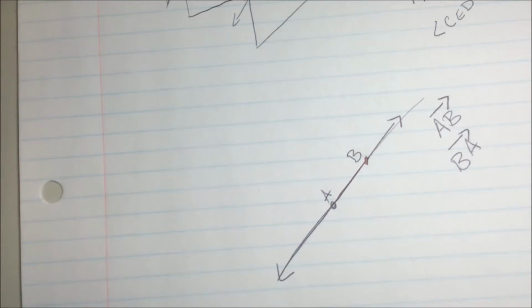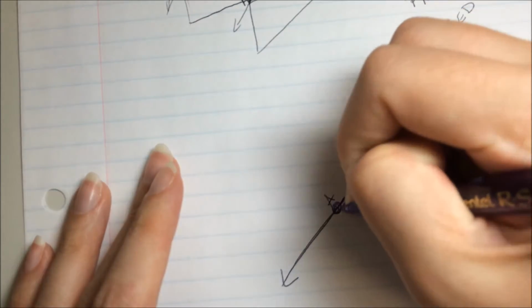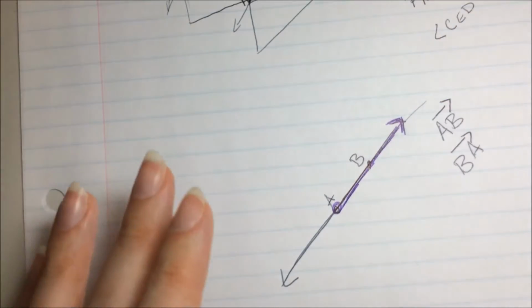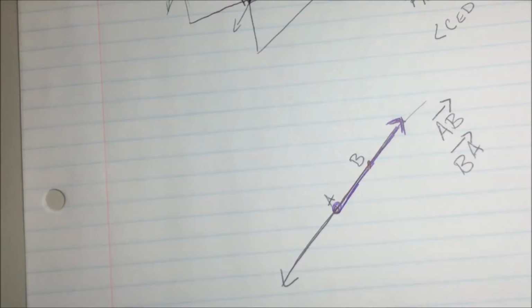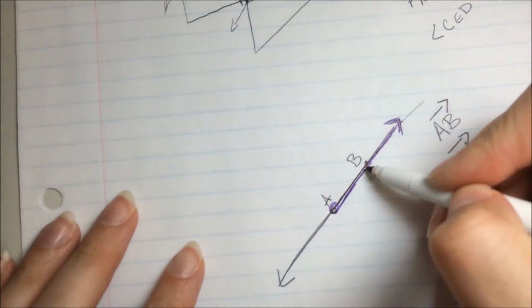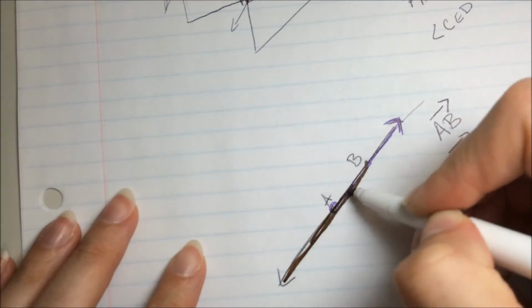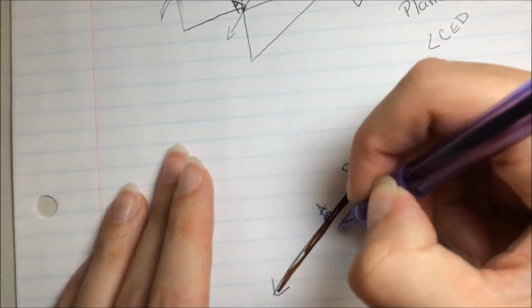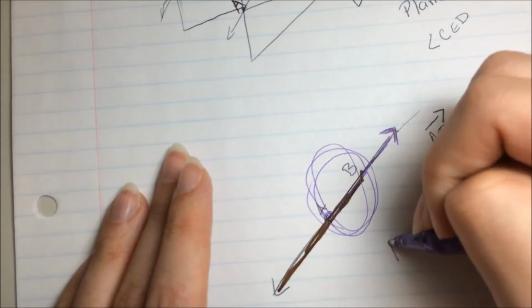And if you can't see it, we'll outline this in purple. Ray AB goes this way. And ray BA, we have a different color. I don't have a different color. Alright, well, let me grab another color. Alright. So, let's say ray BA goes this way. Their intersection is the place where the purple and the brown overlap. So their intersection is this segment right here. Segment AB.